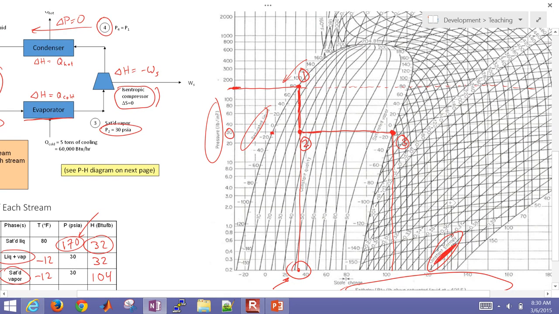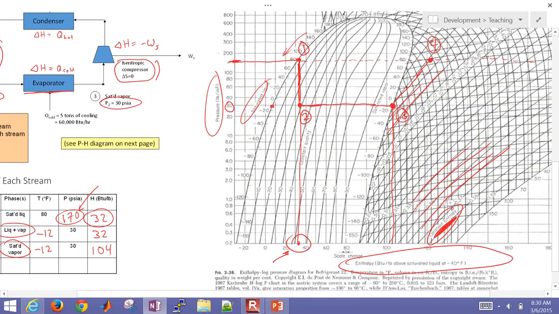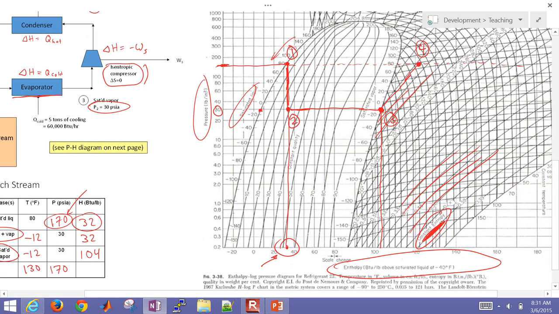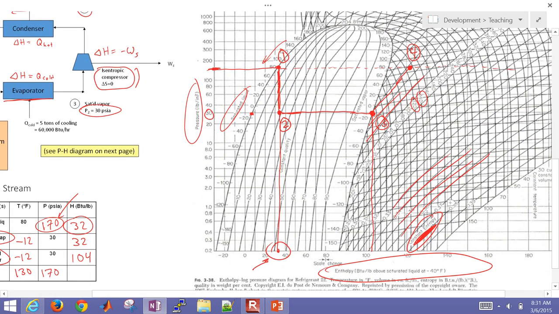Okay, and so these are all the constant entropy lines that are going up, and if I come up to this point and I just trace that up, I'm going to hit my point number 4. Okay, so that's point number 4, and then I can get the enthalpy, the temperature, and the pressure. So that's going to be 170 on the pressure. The temperature, that is going to be 130 degrees Fahrenheit. Okay, so if we look, here's 140, here's 120, so it's just right in the middle of those two. So that's about 130 degrees Fahrenheit.